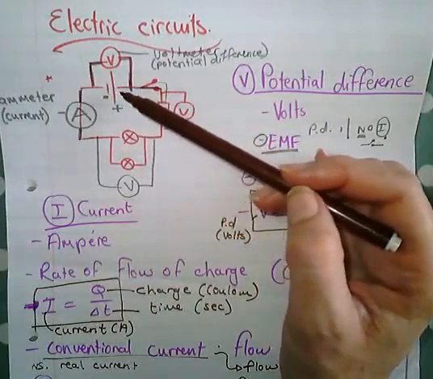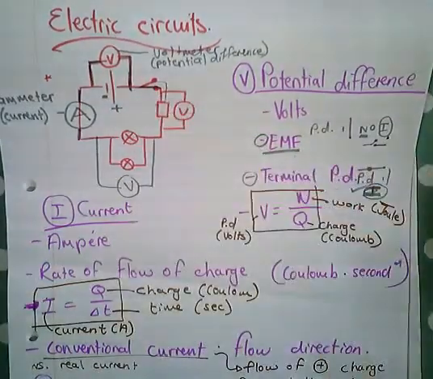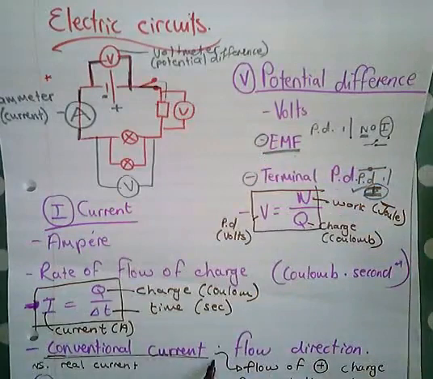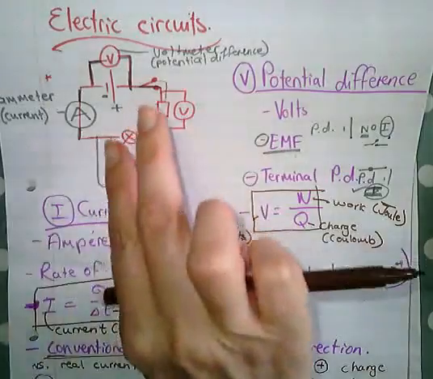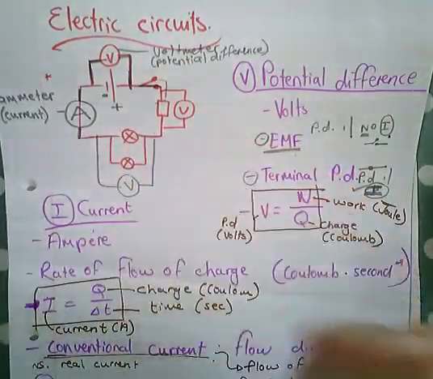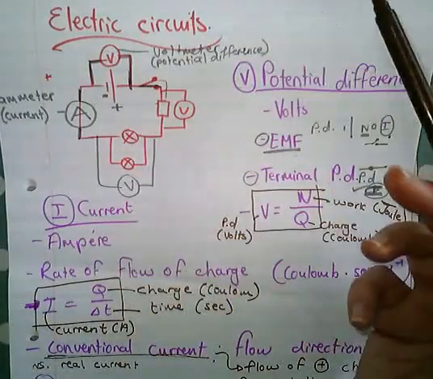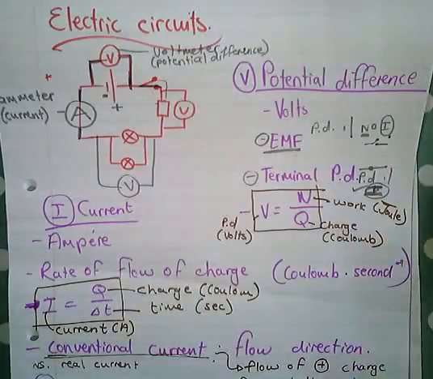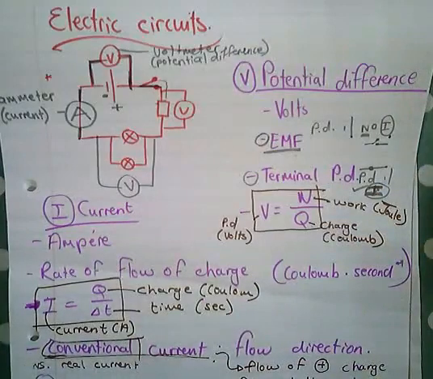So that's real current. So conventional current, the one we use in theory, is not actually the real current. So we actually work with it the opposite way around. But it doesn't matter. It doesn't influence the calculations at all. So we just leave it like that because that's internationally the convention that is used.